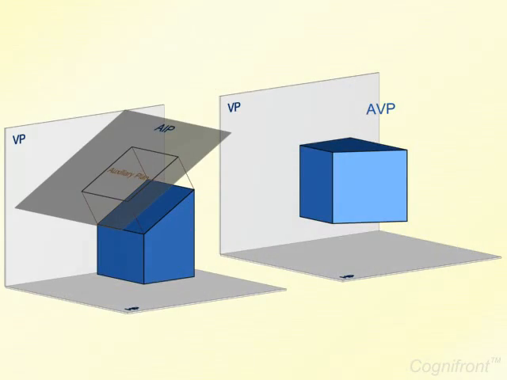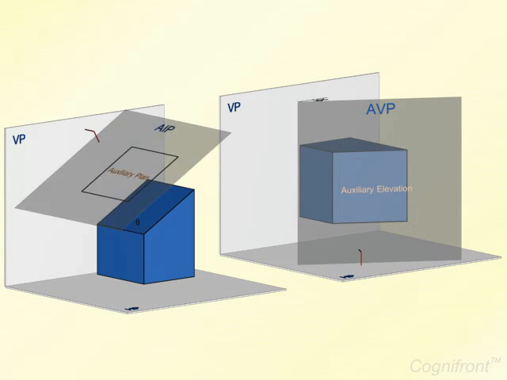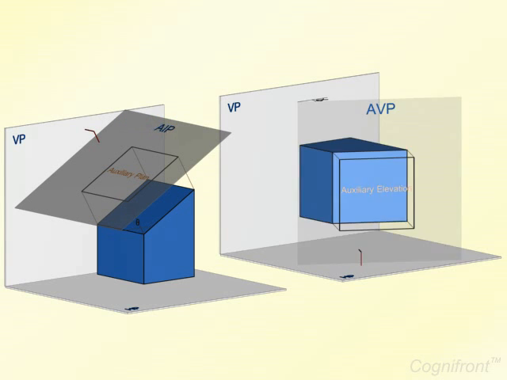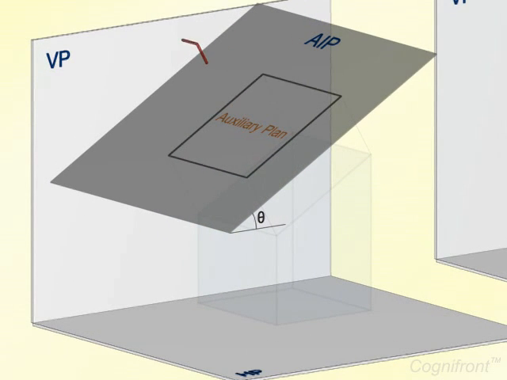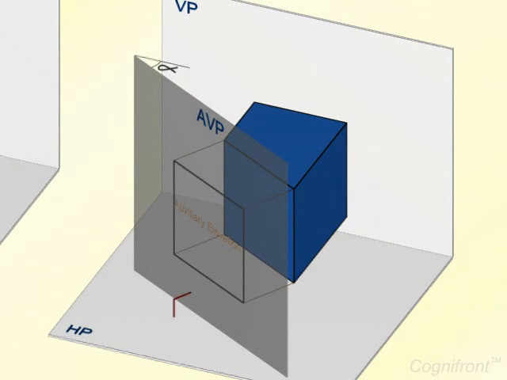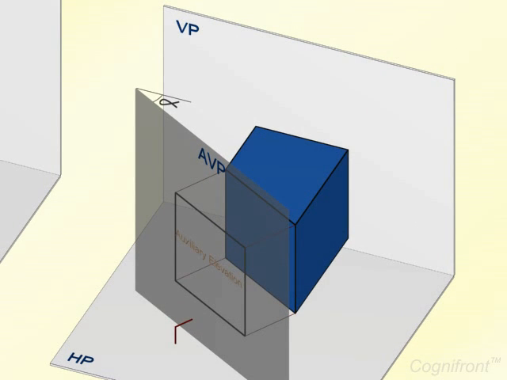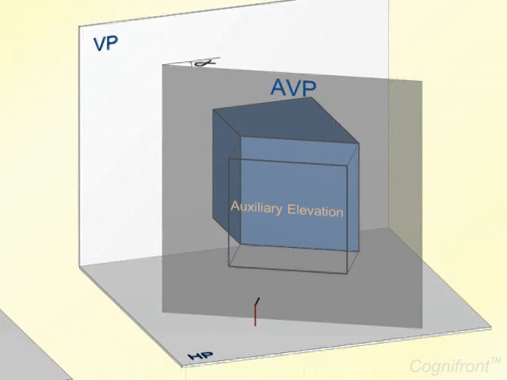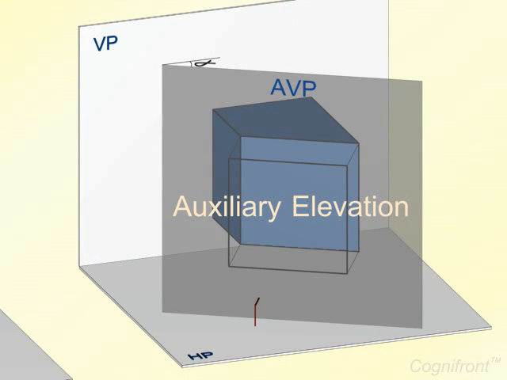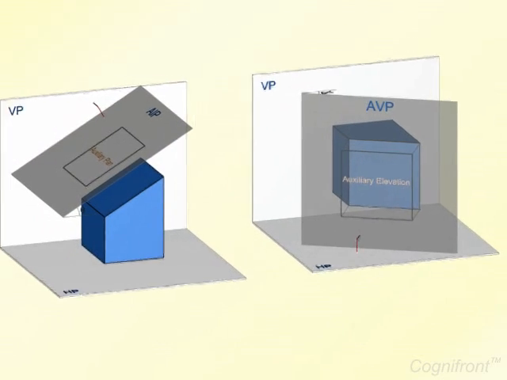The auxiliary planes are of two types. First is auxiliary inclined plane, AIP, and second is auxiliary vertical plane, AVP. AIP is always perpendicular to VP and inclined to HP at an angle theta. Projection on this plane is called auxiliary plan or auxiliary top view. On the other hand, AVP is always perpendicular to HP and inclined to VP at an angle alpha. Projection on this plane is called auxiliary elevation or auxiliary front view.